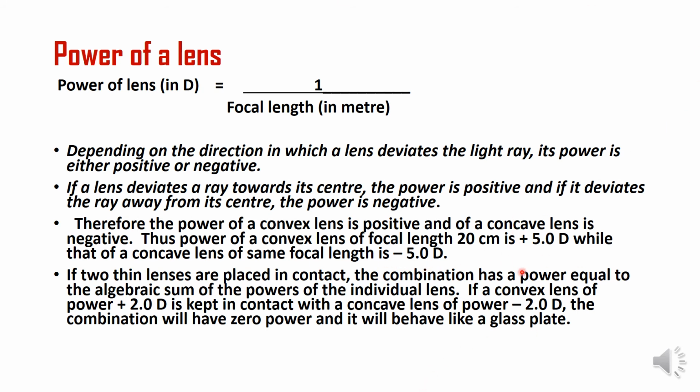So if you have two lenses placed in contact, the combination has a power equal to the algebraic sum of the powers of the individual lens. So when a combination of lens is given, you take the power with the correct sign. So if you have a convex lens, take the power as positive 2 diopter. And in a concave lens, take it as negative 2 diopter. So the combination will have a 0 power. Plus and minus will make 0. And hence it will behave like a glass plate. So it will not be a lens at all.